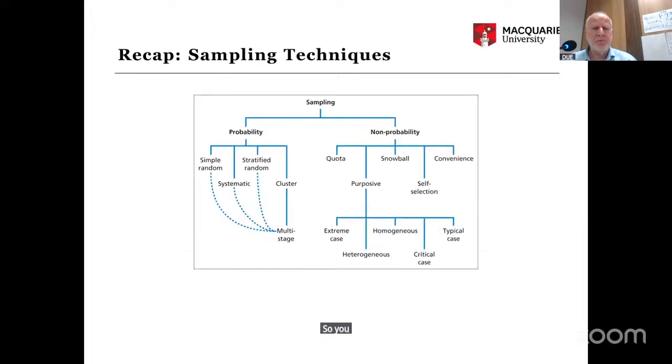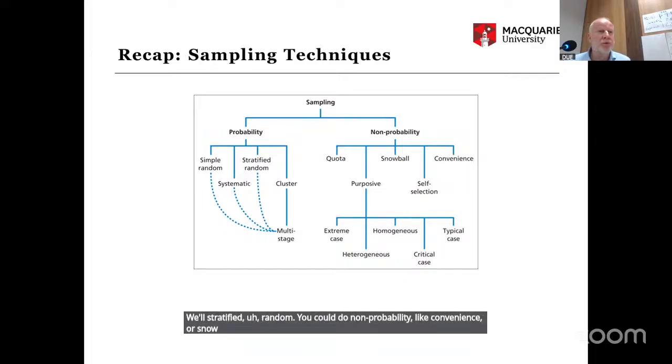So you can do probability sampling, where it's a random sample or stratified random. You can do non-probability, like convenience or snowball, right? Snowball is where you get some participants, ask them for referrals.